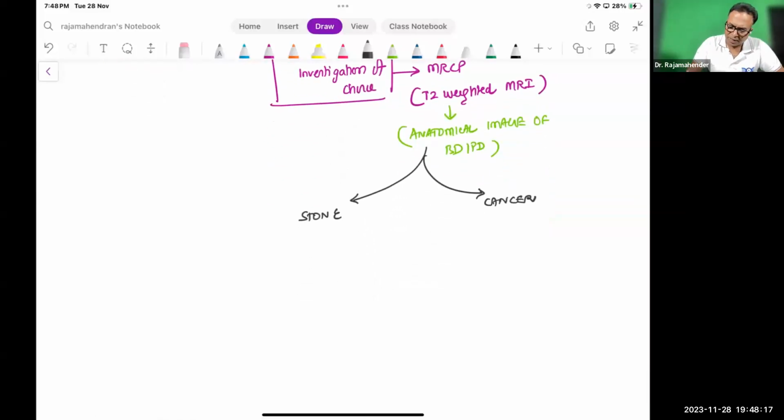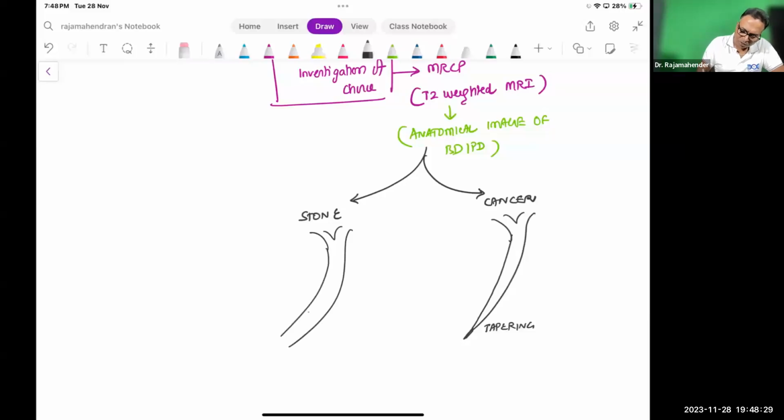Because in a cancer, there will be a tapering appearance like this. There will be a tapering sign. Tapering of the bile duct is seen in cancer. Whereas in a stone, what sign is seen on MRCP? In a stone, there will be one interesting clinical finding known as, what is this sign? Meniscus sign. Meniscus sign is a finding of stone. Tapering is a finding of cancer.